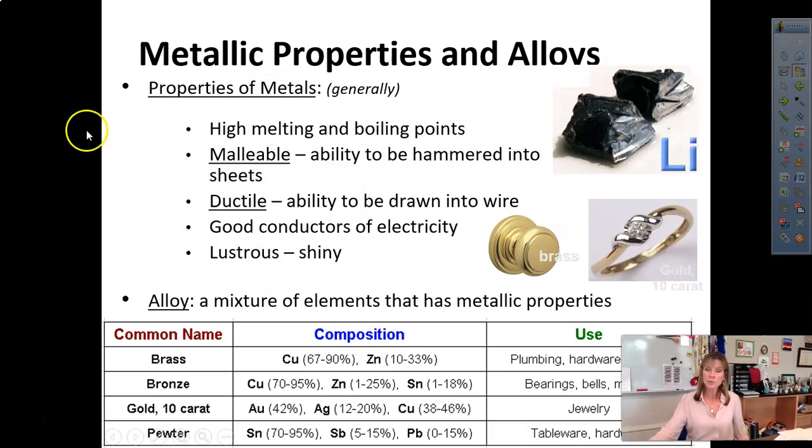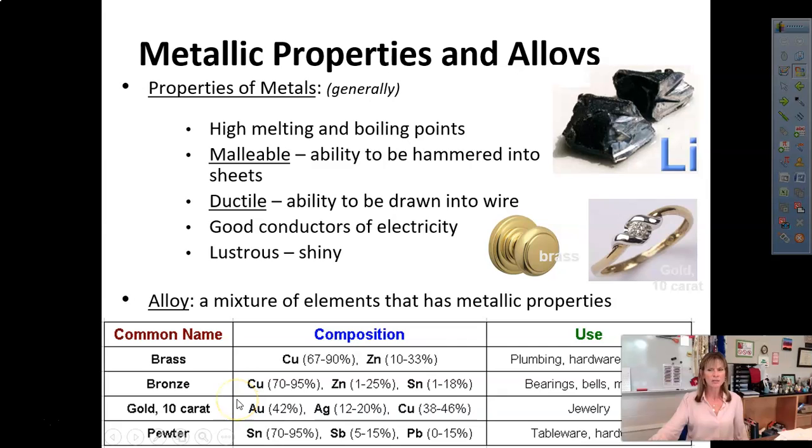Some other examples of alloys. Brass is not an element on the periodic table. It's not Br. It's not bromine. Brass is made up of copper and zinc. Bronze, like the bronze medal in the Olympics, is made up of copper, zinc, and tin. 24 karat gold, like I was talking about earlier, about 42% gold. It's got some silver and some copper mixed in there too.